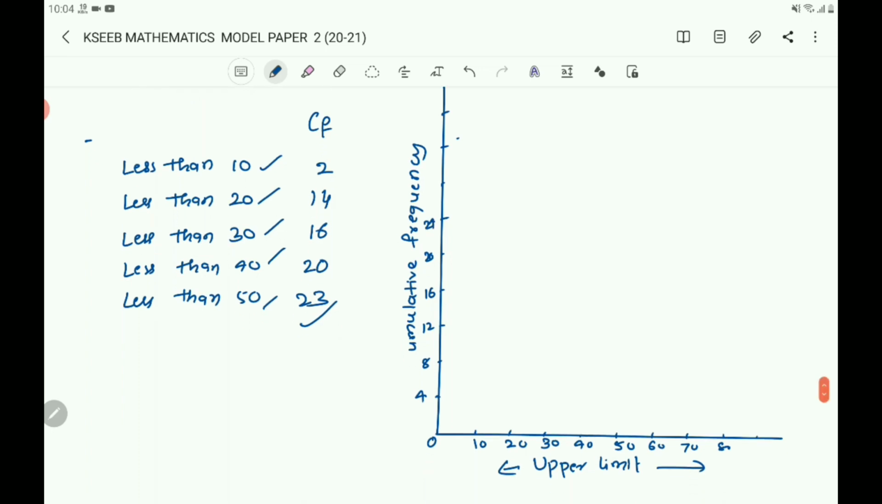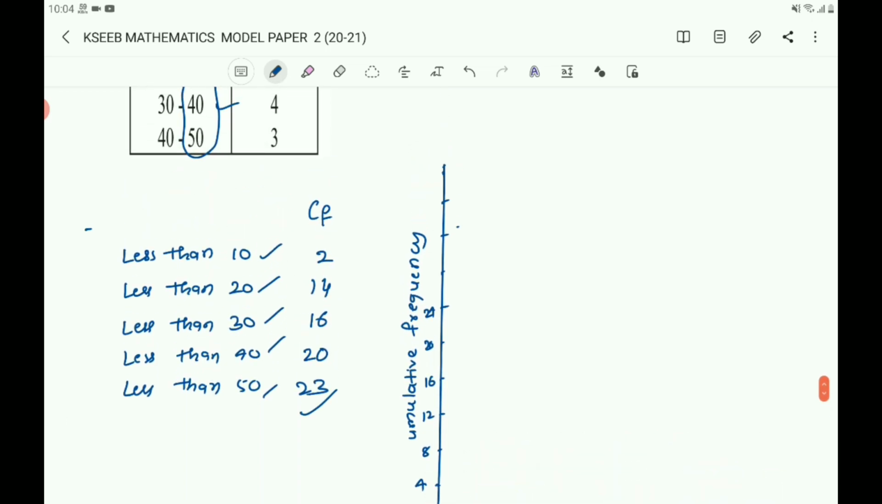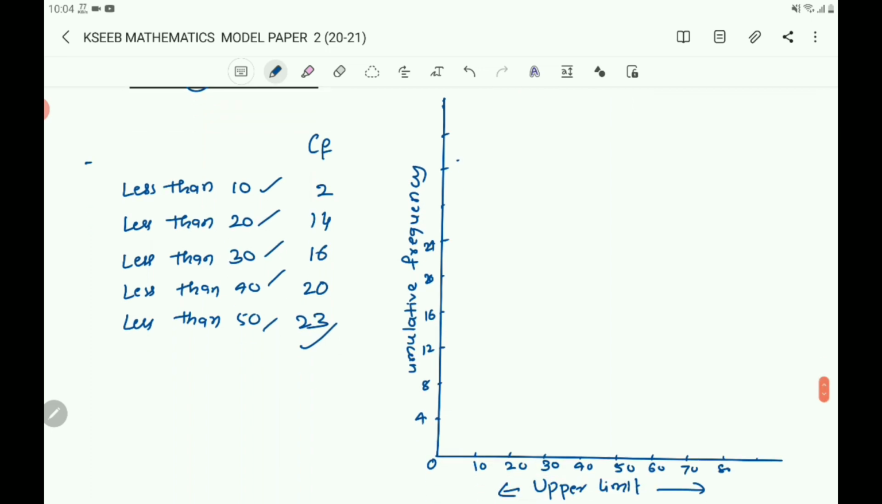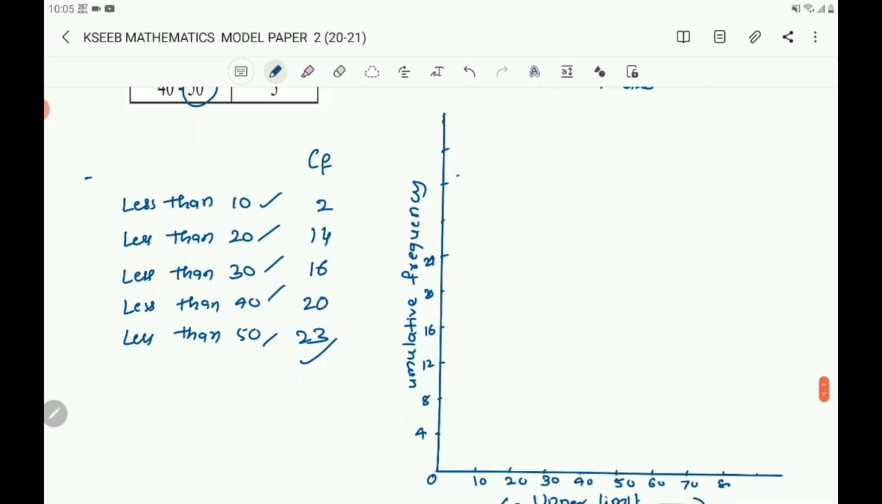Now here you write the scale. Scale on x-axis, what you have taken, 1 centimeter equals 10 you have taken. Then on y-axis you have taken 1 centimeter equals 4f. You can take 2f also. Here I have taken 4f.